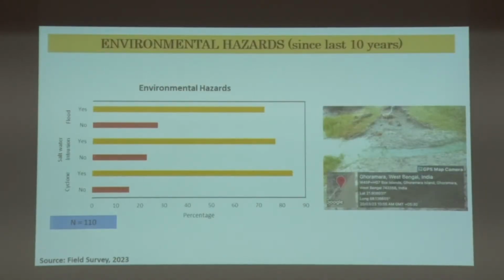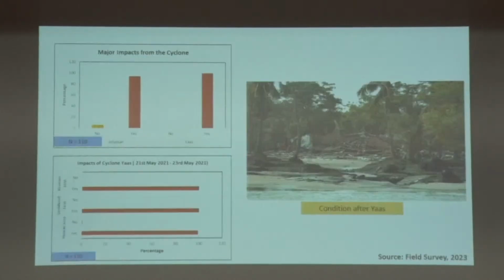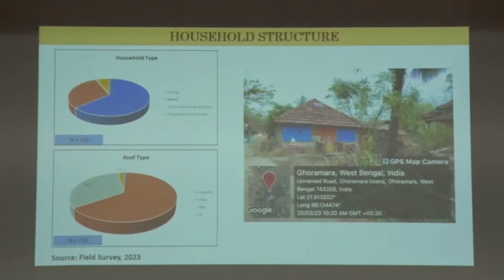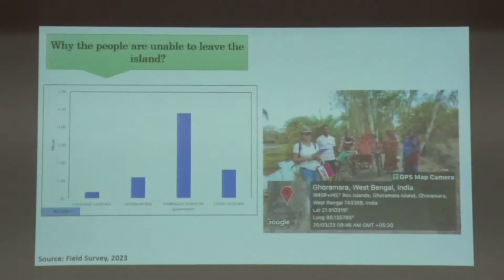For the last 10 years, the environmental hazards were mainly cyclone, saltwater intrusion, and flood, with cyclone having the maximum impact. Among the cyclones, Amphan and Yas, people have been impacted mainly, but between both, Yas has been the most impactful. From Yas, human loss, livelihood loss, and revenue loss were maximum. Regarding household structure, the maximum of the households are kacha in nature, and the roof type of the maximum of the houses has been tin.